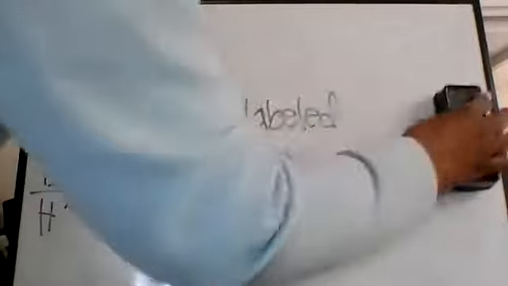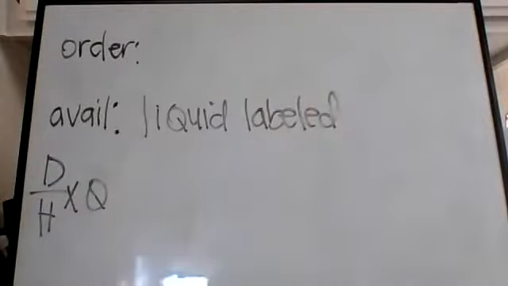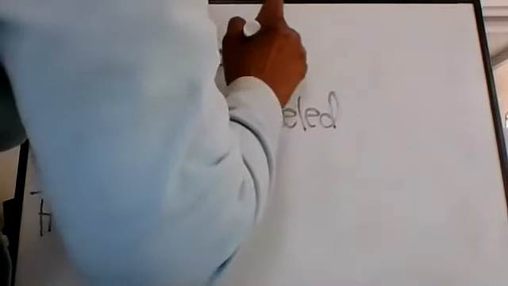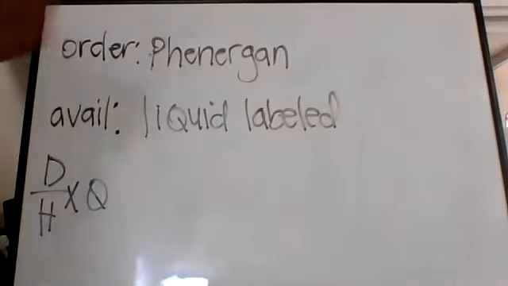All right. Here we go. Another one. Let's see. Phenergan. Phenergan is a medicine that's usually given for nausea back in the day, but they got different ones now. Phenergan hydrochloride. It's a syrup.